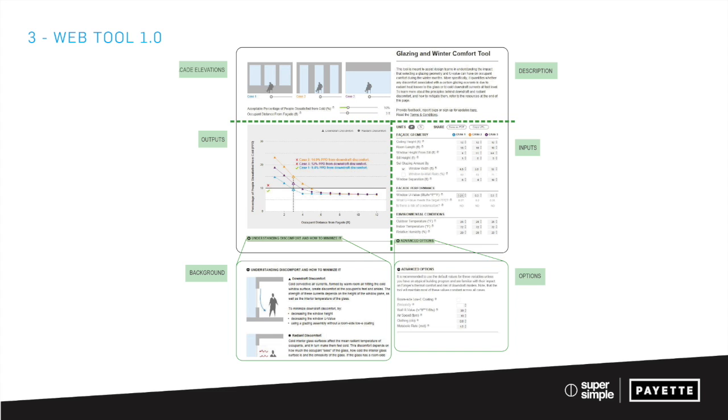Down in the corner here, we have little explanations of what radiant discomfort and downdraft are, so you can learn a bit more. And again, it's really small here, but what the architect is playing with are the geometry and the characteristics of the glass, what the U values are.